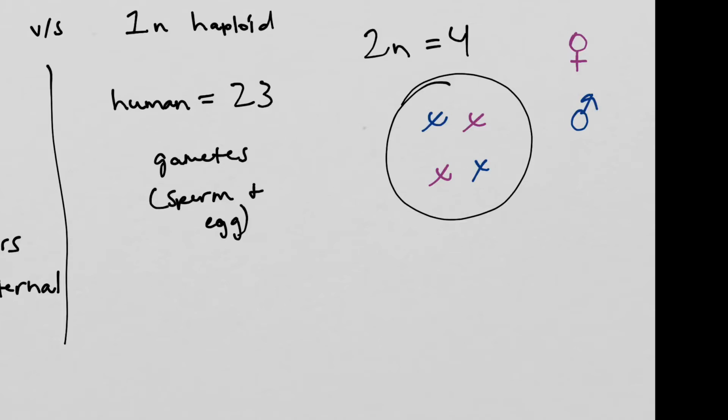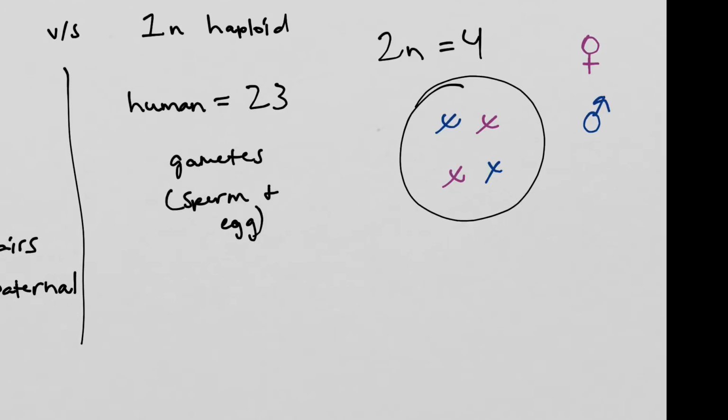Now, is this a 2n diploid cell or 1n haploid? Does it include homologous pairs? Yes. Does it include both maternal and paternal copies for each chromosome? Yes. So this is diploid.